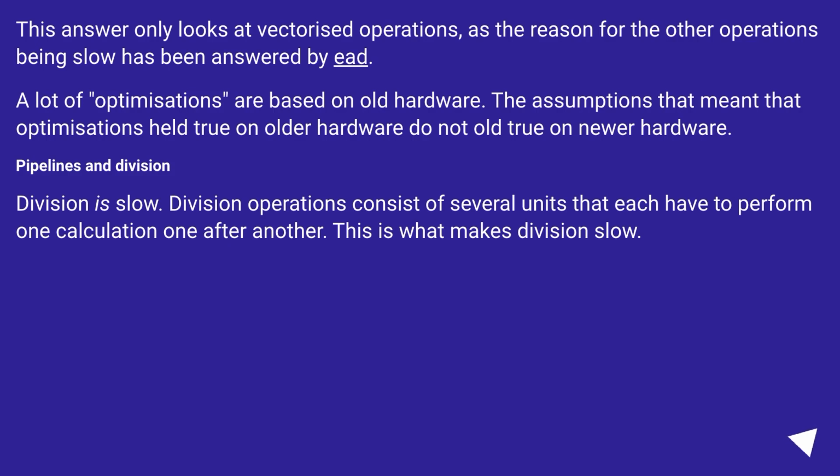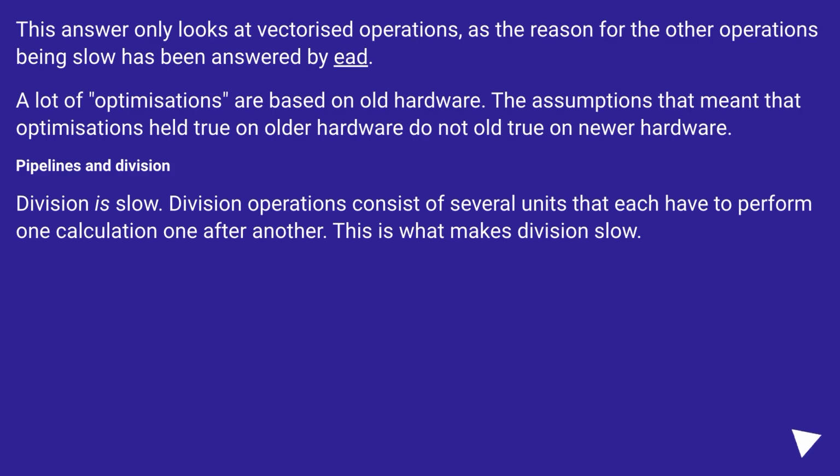This answer only looks at vectorized operations, as the reason for the other operations being slow has been answered by E. A lot of the optimizations are based on old hardware. The assumptions that meant that optimizations held true on older hardware do not hold true on newer hardware. Pipelines and division. Division is slow.